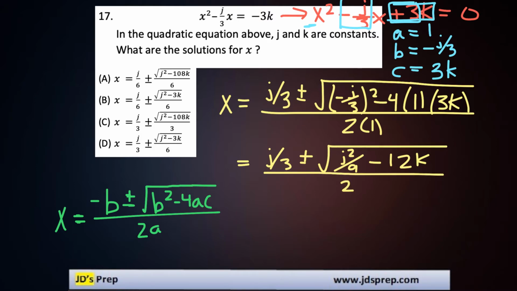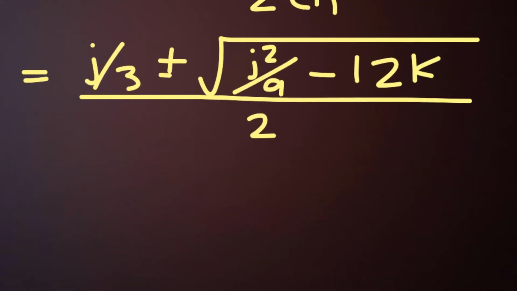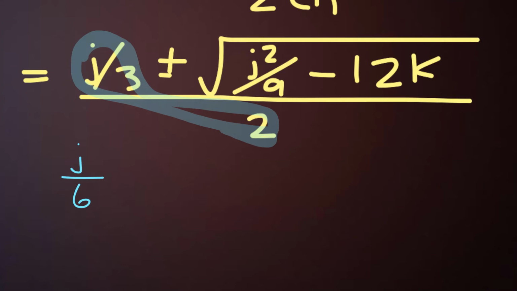Okay, this is where it gets a little complicated. So what I'm going to do, I'm going to zoom in here. First off, just taking a look at this first section here, j over 3 divided by 2, that's actually just going to become j over 6. Okay, and then we're going to have plus or minus whatever this lovely thing becomes.